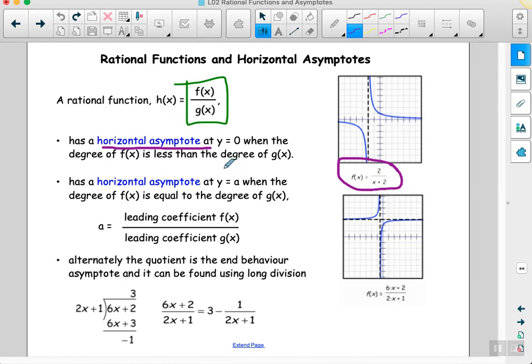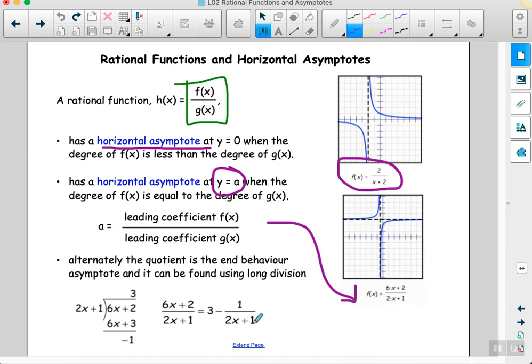You'll get a horizontal asymptote, but not at 0, at y equals a, when the degree of the numerator is equal to the degree of the denominator. So let's take a look at this next example we have over here. The degree of the numerator is 1, the degree of the denominator is 1, and now we have a horizontal asymptote happening at y equals 3.